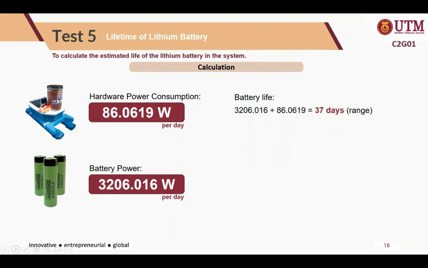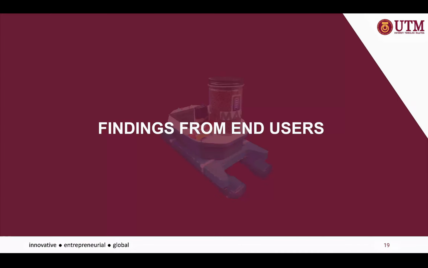The last test is the lifetime of the lithium battery. This test is done to calculate the estimated life of the lithium battery in the system. Power consumption by the device in a day is calculated, and the power supplied by 6 fully charged lithium batteries in a day is calculated to find the number of days the device can operate after being fully charged. From the result, it is estimated the device should run about 37 days before the batteries are fully drained.